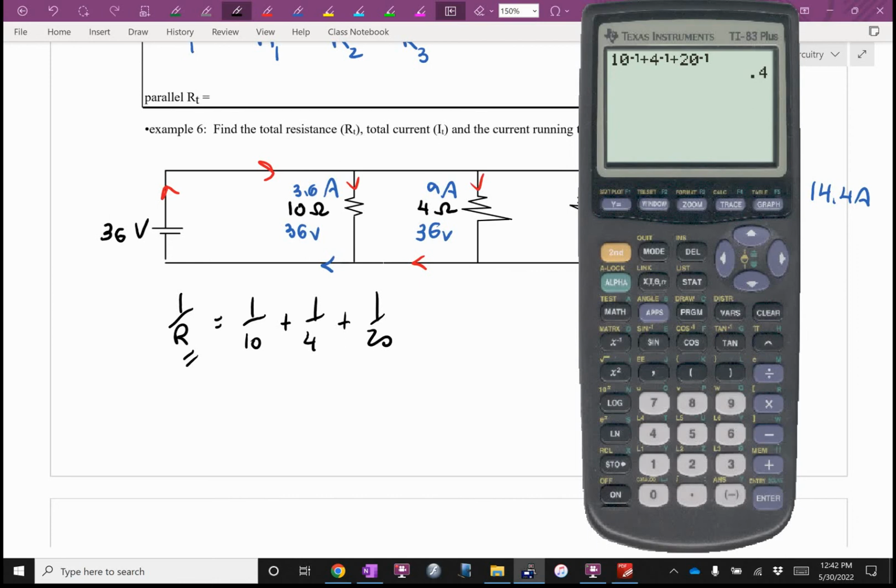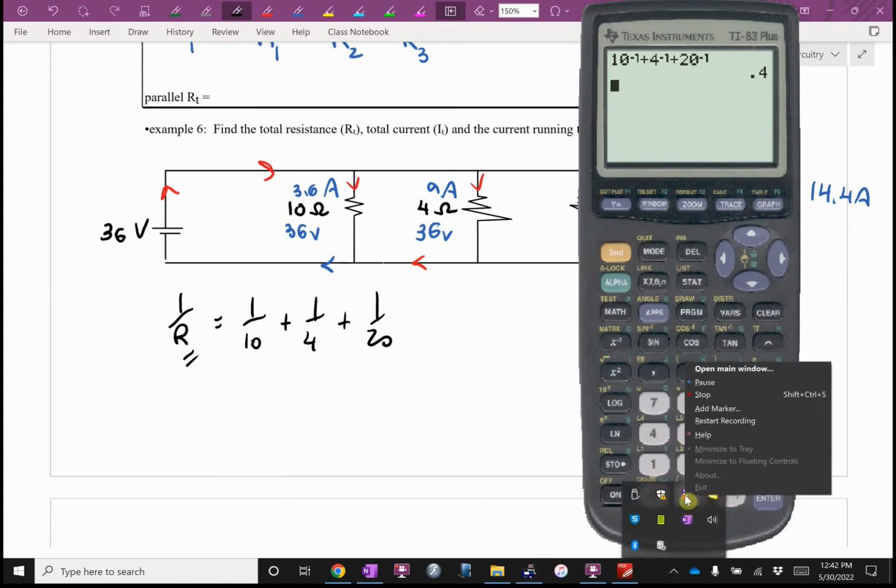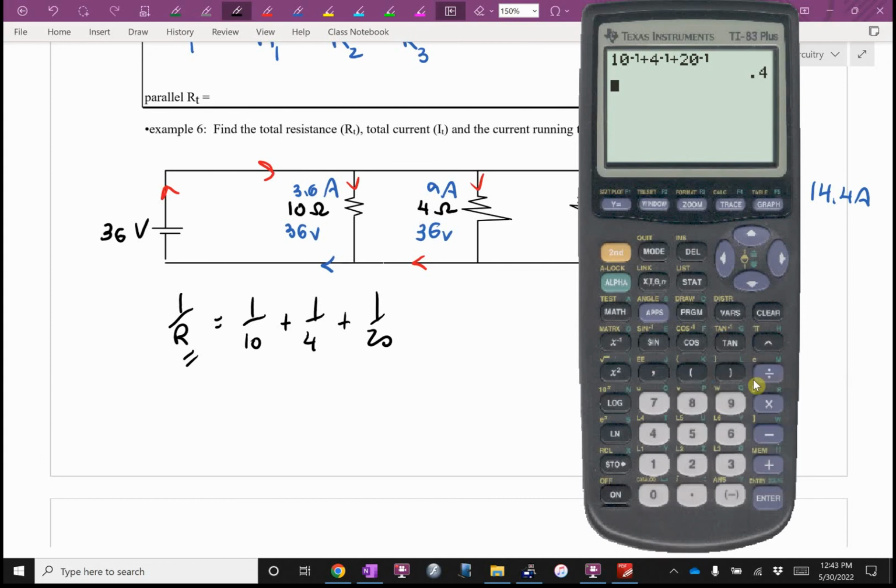If you can't find your reciprocal button, now is the time to ask. Pause the video. And this brings us to by far the most common dumb mistake. This is not the answer. We have not found R parallel. What have we found?